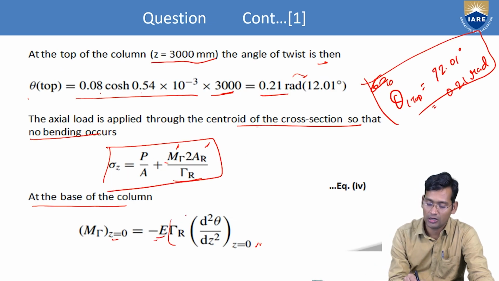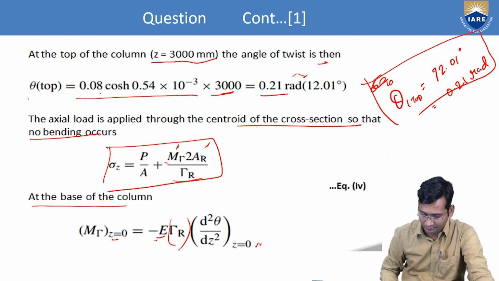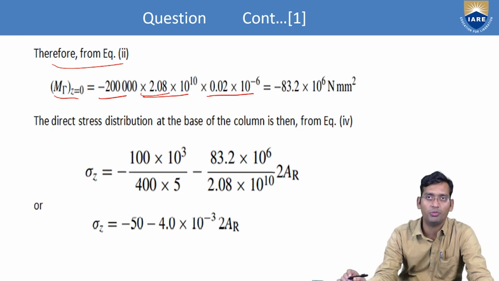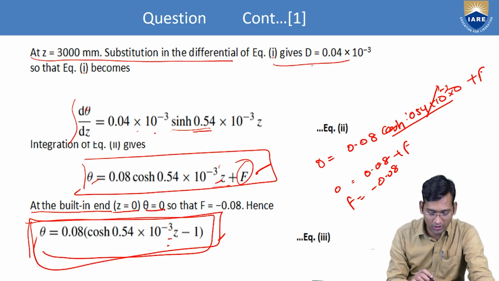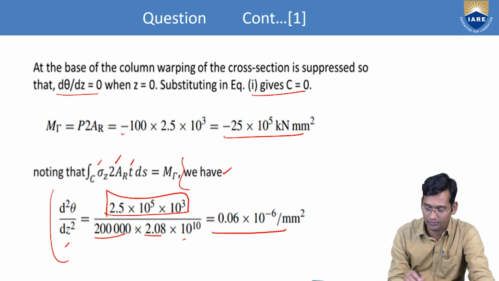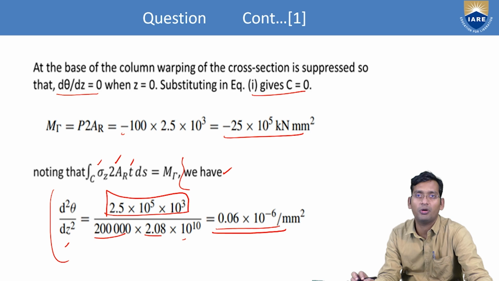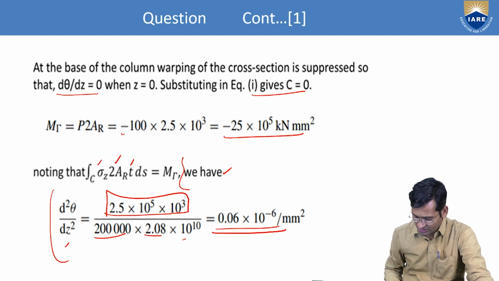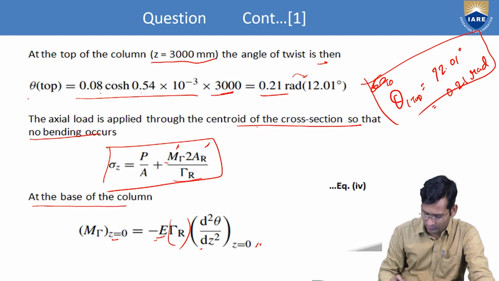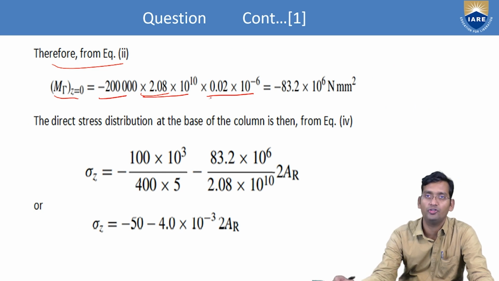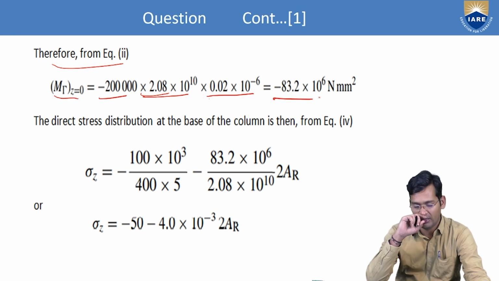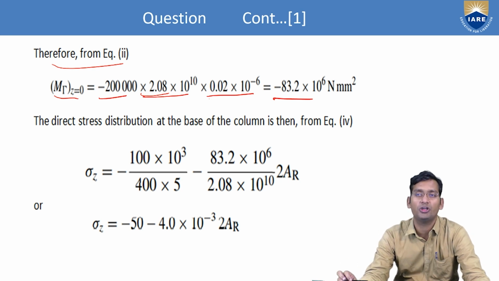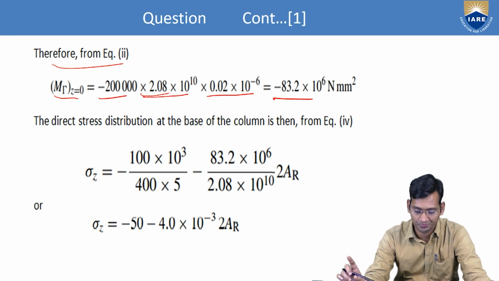E tau r is how much? What did you get? 2.08 into 10 to the power 10, and d2 theta by dz square we also got somewhere here. That is 0.06 into 10 to the power minus 6. Now just put that one. Right. So after putting 0.02 into 10 to the power minus 6, what will we get? M tau at z equals 0 as 83.2 into 10 to the power 6 newton mm square. Now we have the moment.